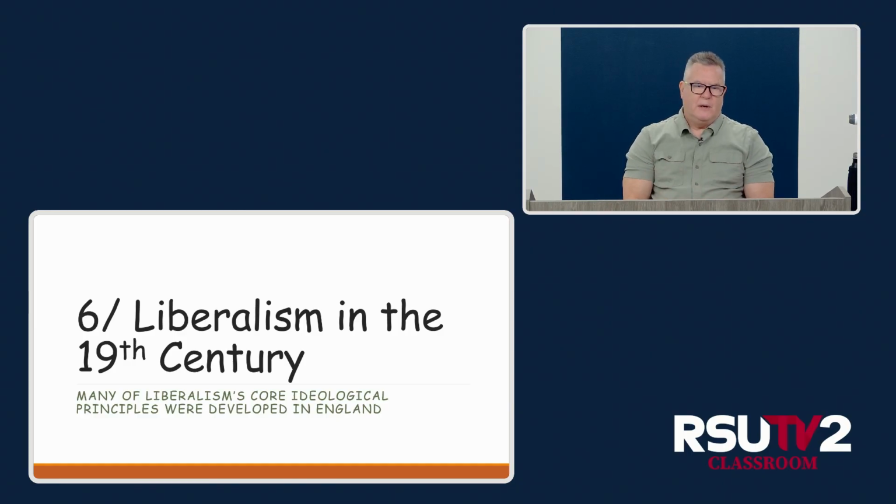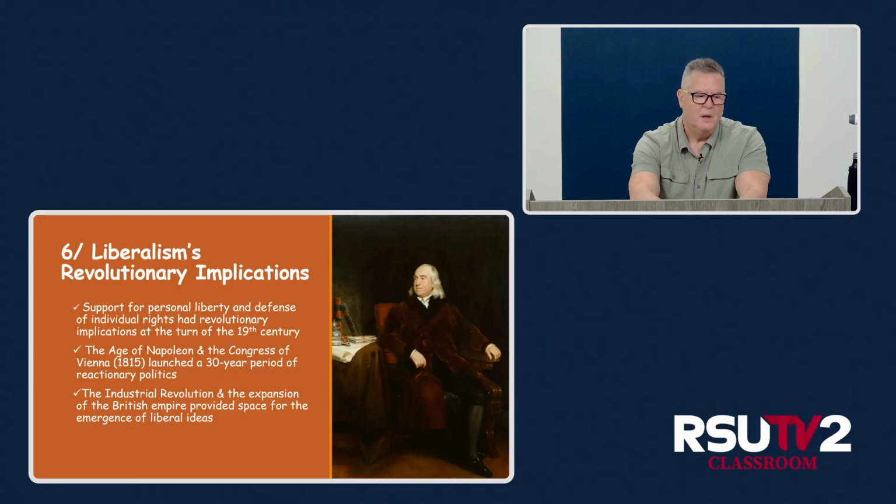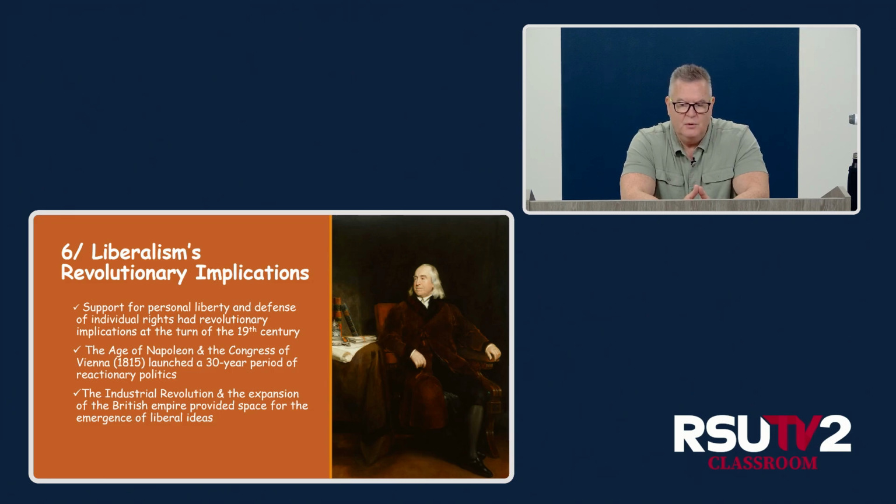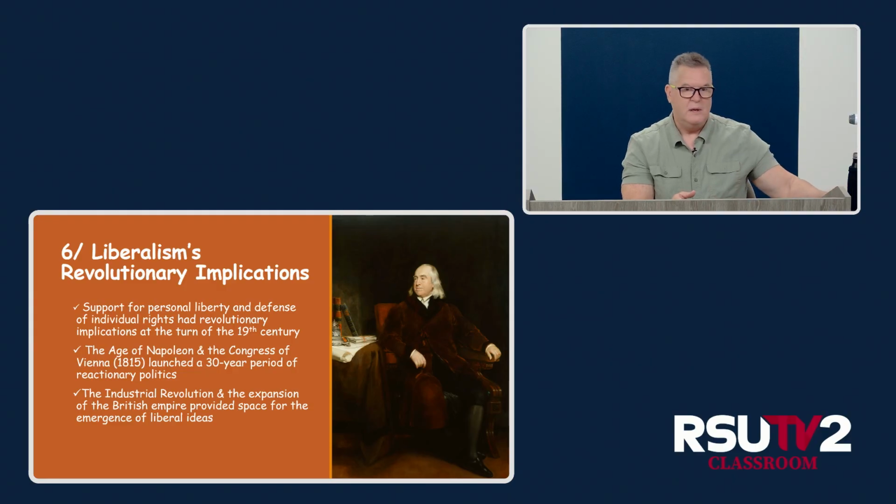So liberalism emerges, like I said, in the 16th, 17th, and 18th centuries. It really comes into full flower in the 19th century. And of course, in the 19th century, there were also events that led to the Great Schism within liberalism. So liberalism has at least potentially revolutionary implications. Belief in personal liberty and defense of individual rights certainly had revolutionary implications as we entered the 19th century, which, remember, was right in the middle of the age of Napoleon. And then you had, of course, in 1815, Napoleon's abdication and ultimate defeat. And then you had the Congress of Vienna, which was a deeply reactionary reordering of Europe, an attempt to put Humpty Dumpty back together again, if you will.